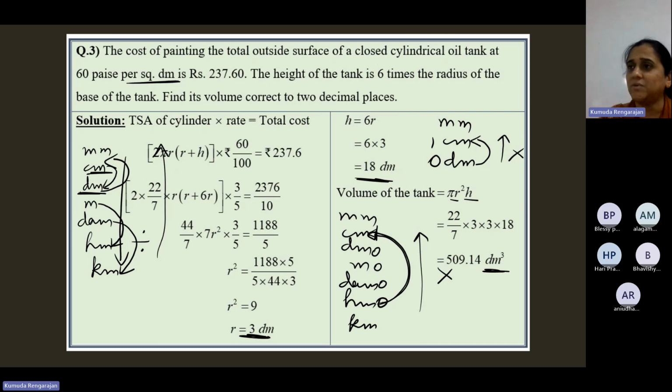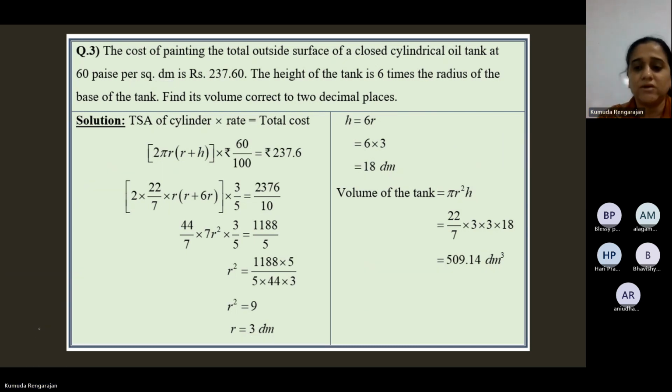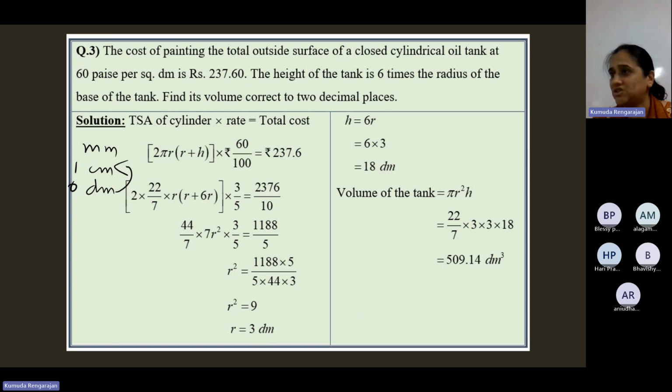Downwards divide. Upwards multiply. So using this, I have to convert decimeter to centimeter. So the number is 10. Whether you're converting centimeter to decimeter or decimeter to centimeter, the number is 10 only. That will not change.